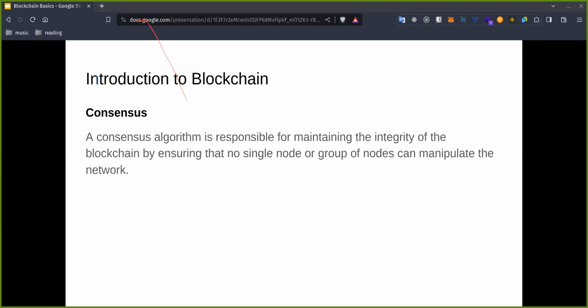The consensus algorithm also ensures that the network is decentralized. Okay. So if you have a situation where an attacker can take over more than 50% of the network, that consensus algorithm is very weak. Okay. So that's something we don't really want to happen.